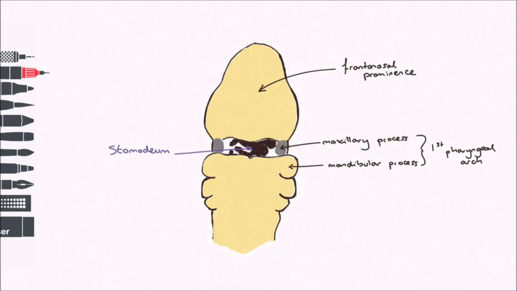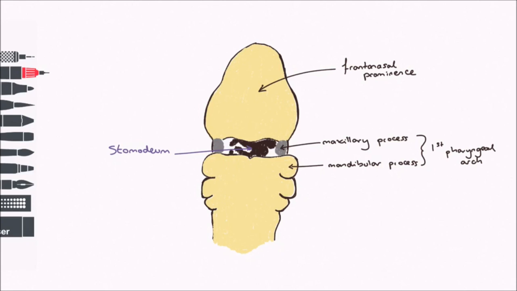The 5 processes arise around the stomadeum, which is the opening of the gut tube at the cranial end. The frontonasal prominence arises from neural crest mesenchyme between the forebrain and ectoderm. The maxillary and mandibular processes both derive from the first pharyngeal arch, which, remember, is supplied by the trigeminal nerve. This explains why facial sensory innervation is derived from the trigeminal nerve.